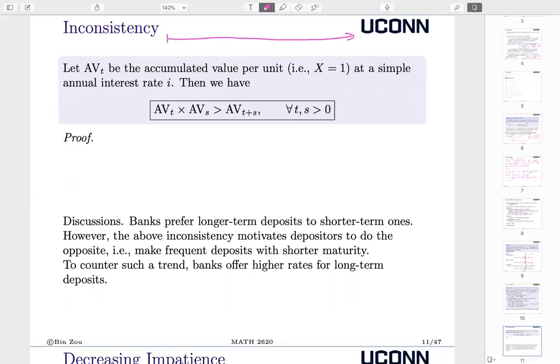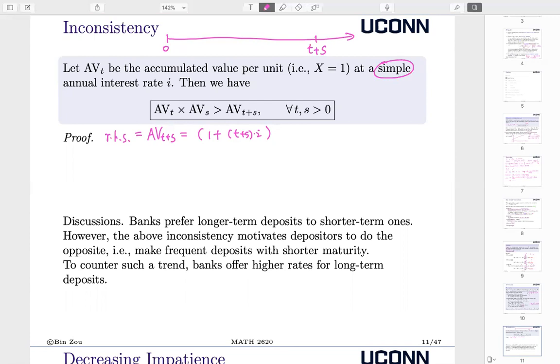So let's draw a timeline, okay? This is always helpful in this course. So the final time is t plus s, okay? The first thing I can do, on the right-hand side, is I can deposit for the entire t plus s years, okay? Then my value will be 1 plus (t plus s) times I, okay? This is how we calculate the simple interest rate, right? So here we have a simple interest rate.